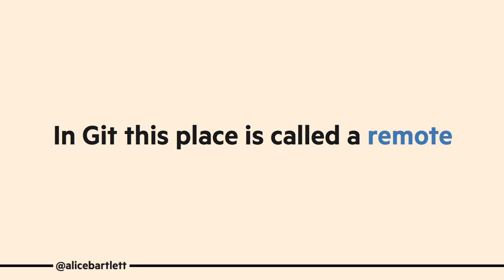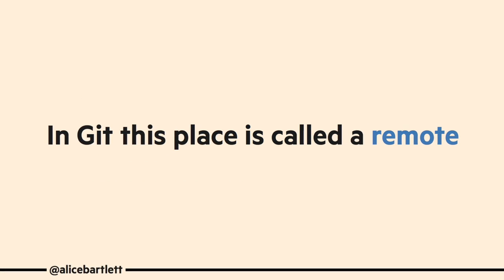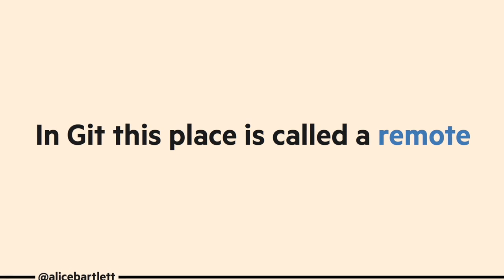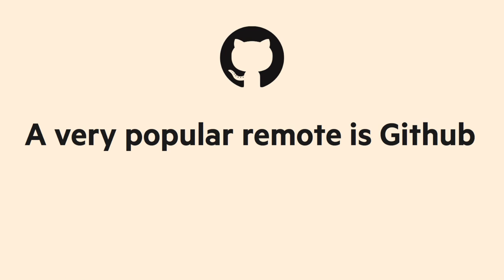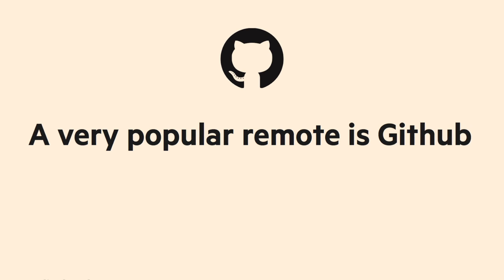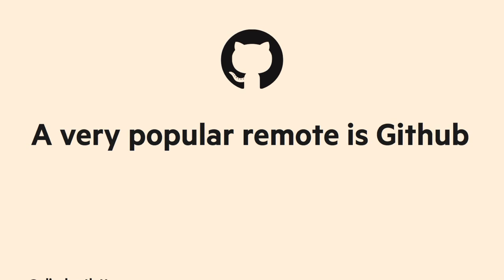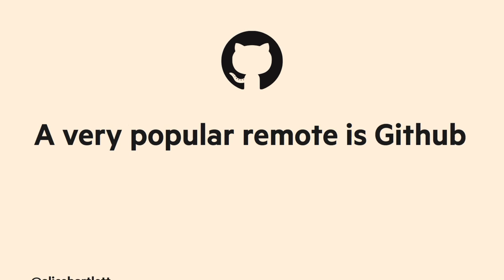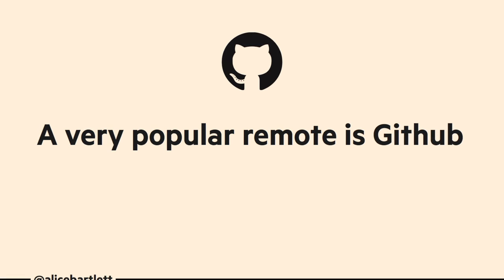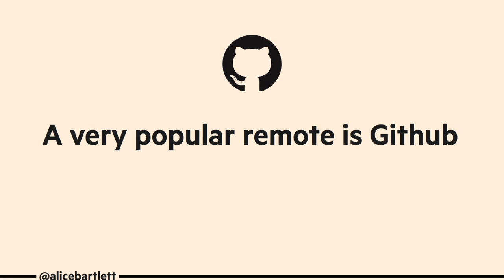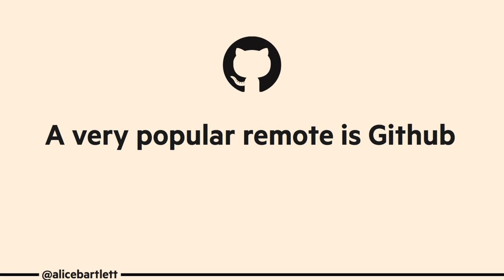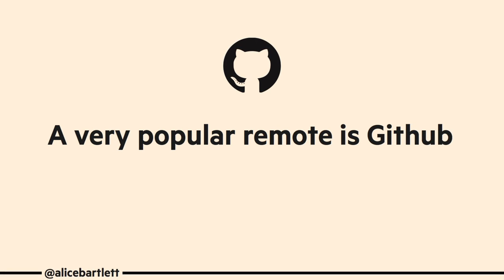So Git has this concept, and in Git land this is called a remote. But a remote is just another computer where a repo lives. So a very popular remote is GitHub. One of the things that I see a lot of confusion around is what is Git and what is GitHub? Well, Git is this thing invented by Linus Torvalds that works on your computer. GitHub is a website that has Git running in it, but it also has loads of other social features. You've got commit graphs and lots of other ways to help people collaborate that Git doesn't have natively.